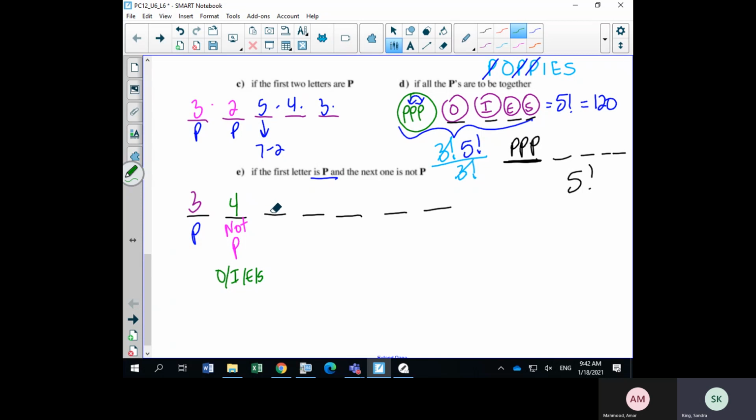Then what I would say is okay, those are my only 2 restrictions. That's a P, that's not a P. How many letters are left in my pool to go here? So you'd say there were 7 letters total, and I just placed 2. So there would be 5 letters to go here: 4, 3, 2, 1. So if I was doing this question, I would say it's 3 times 4 times 5 factorial.